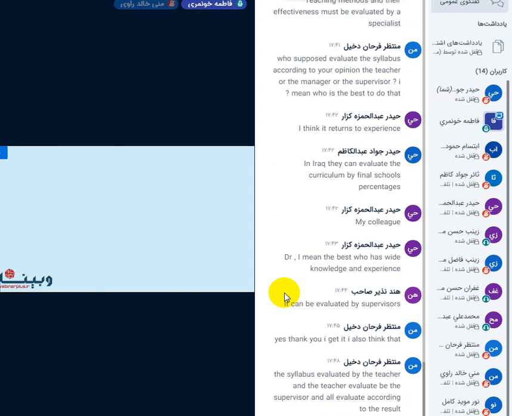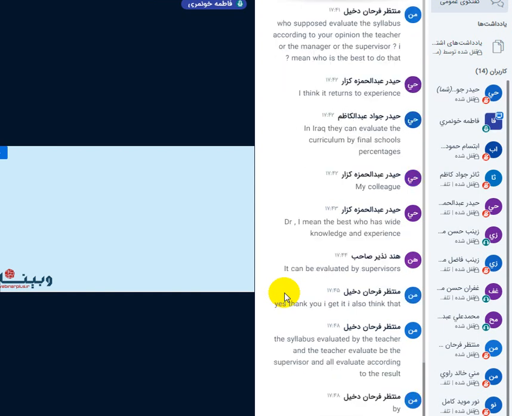The syllabus is evaluated by the teacher, and the teacher is evaluated by the supervisor. All evaluate according to the result. Yes, I see what you mean to say. The syllabus is evaluated by the teacher, who is evaluated by the supervisor, and then the decision is made on the basis of the final information received.